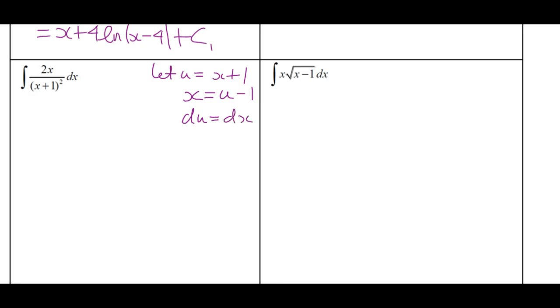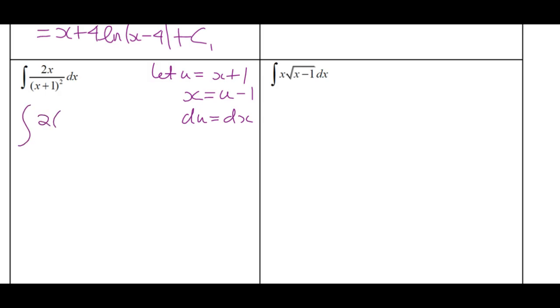So here's all the info I need. u is going to replace x plus 1. x is equal to u minus 1, right? Because I got an x up here, so I can't mix x's and u's. And du is equal to dx.